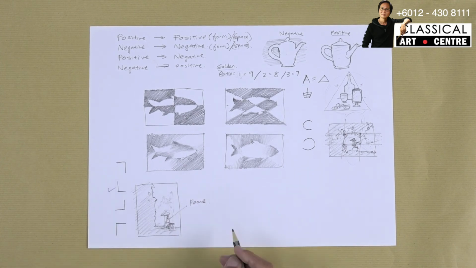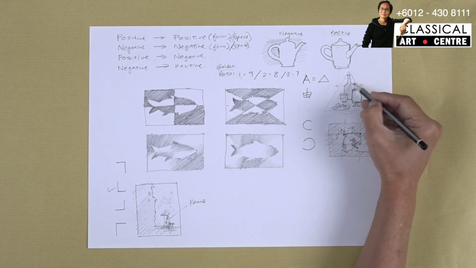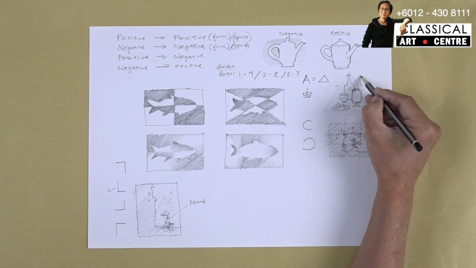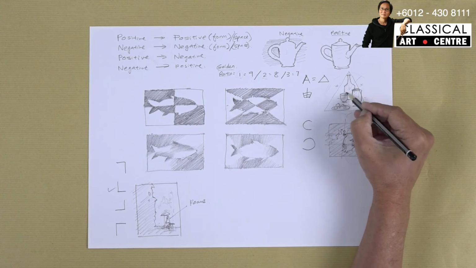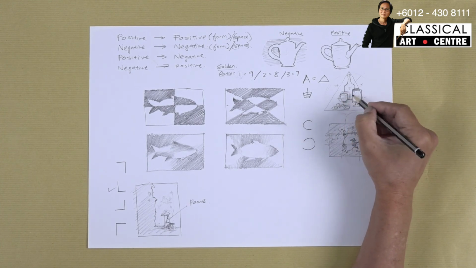Okay, always must have a focus point. So like this one also has a focus point. Focus. Or you can focus here. It depends on how you color. Maybe your focus is here.